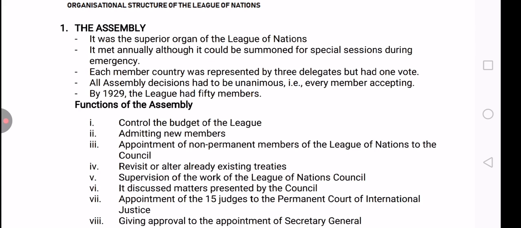Appointment of 15 judges to the Permanent Court of International Justice. Also, approval of the appointment of the Secretary General. So that is the Assembly. These are the functions of the Assembly.